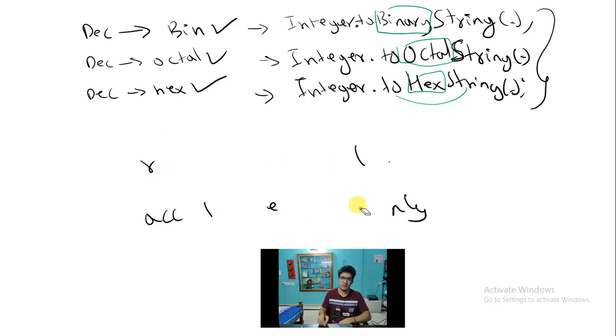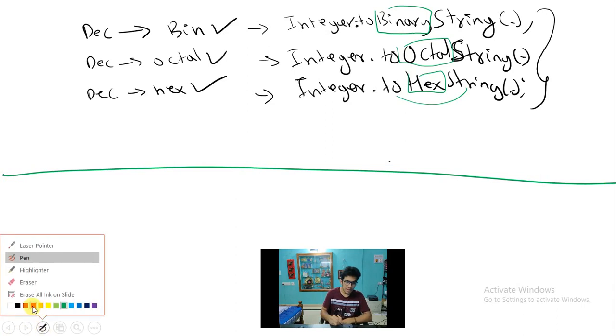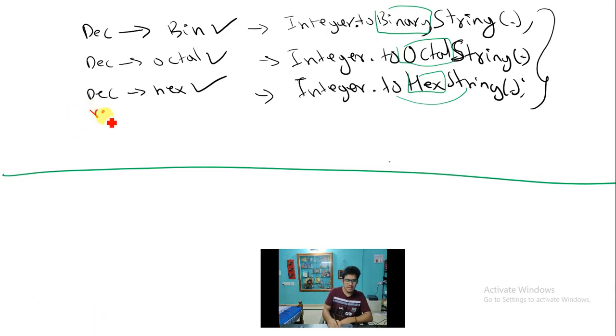Watch here. First of all I'll draw one line here, and above the line I'll write whatever I've erased, that is, it returns only string, that was the previous one, and it accepts integer only, or we can call it decimal only.